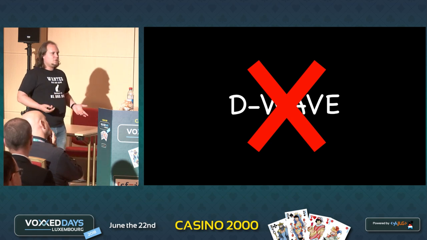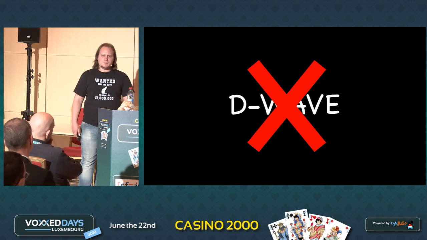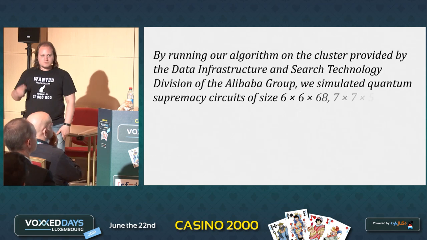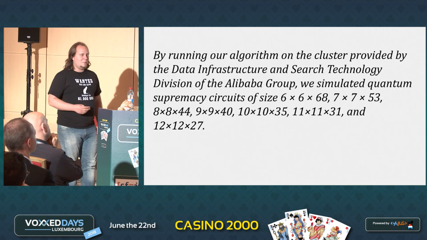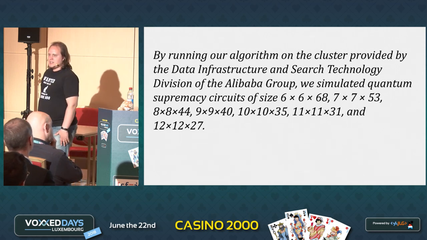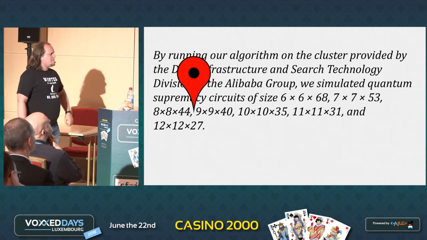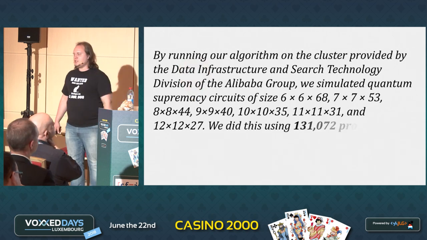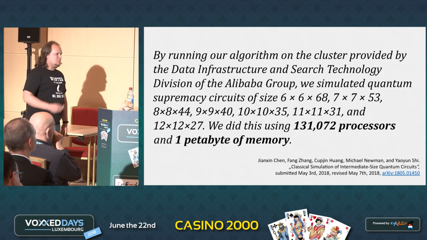But so 72 qubits, what would you have to do to simulate that kind of stuff? And just over a month ago, Alibaba, the Chinese internet giant, published a paper where they did, among other things, just that. They simulated large quantum computers. And Google's would fit roughly here. Now, what did they need? They used 131,072 processors and a petabyte of memory to do that.